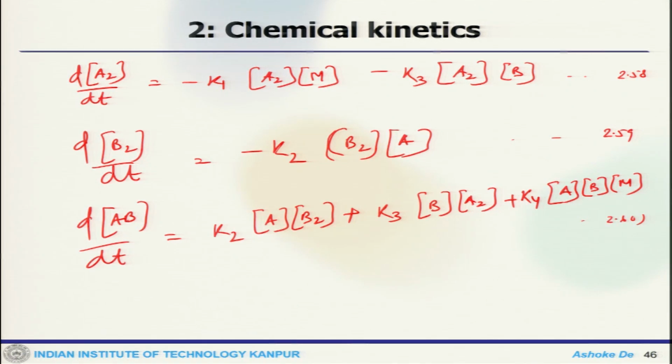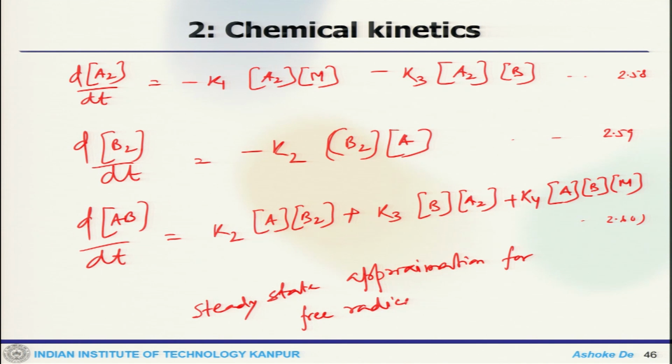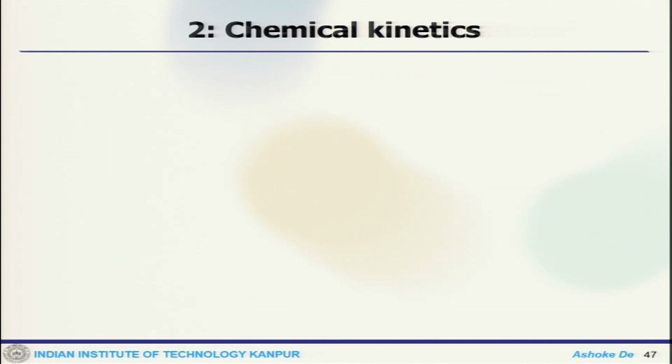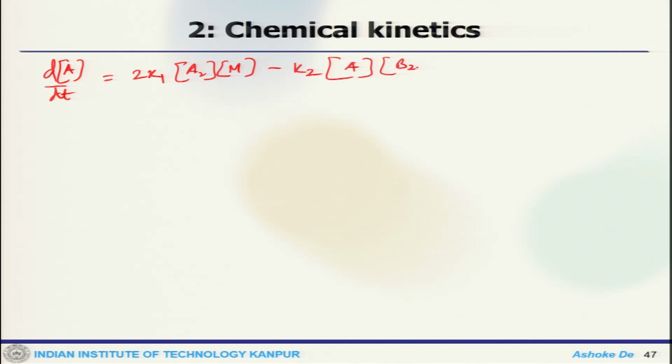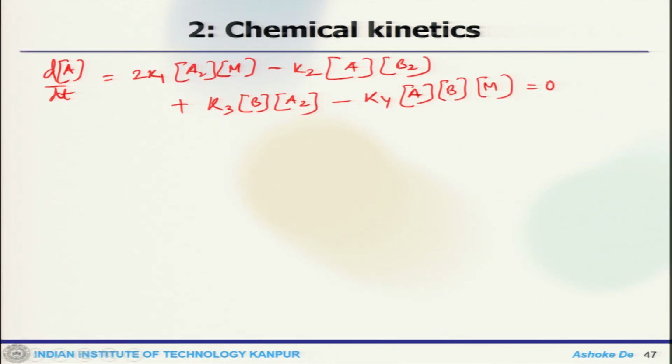Now what do we do? We use the steady state approximation for free radicals A and B. So you find dA/dt is 2k1 A2 M minus k2 A B2 plus k3 B A2 minus k4 A B M, which for steady state goes to 0.